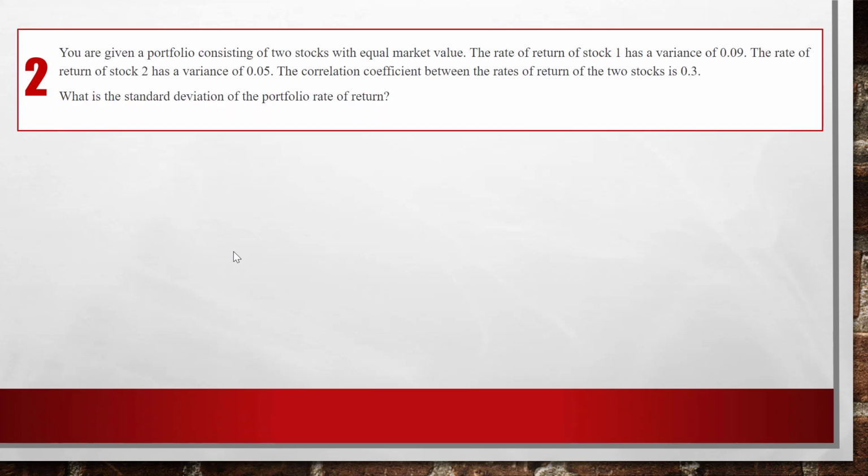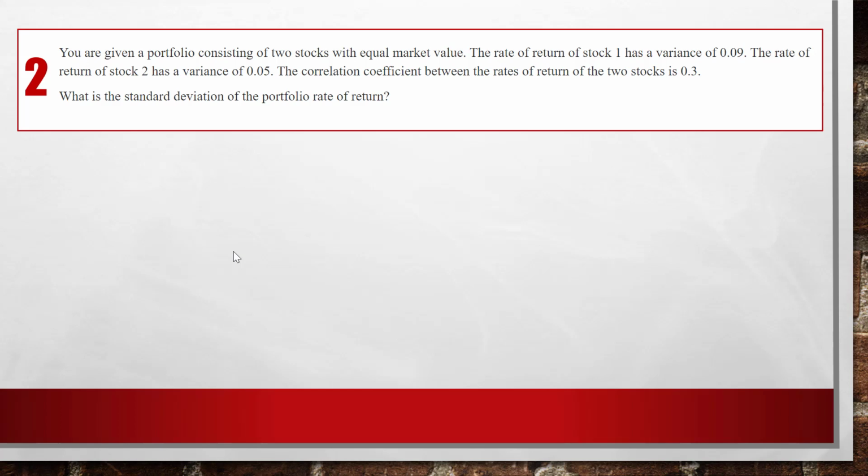Alright, problem number 2. You are given a portfolio consisting of 2 stocks with equal market value. The rate of return of stock 1 has a variance of 0.09. The rate of return of stock 2 has a variance of 0.05. The correlation coefficient between the rates of return of the 2 stocks is 0.30. What is the standard deviation of the portfolio rate of return?